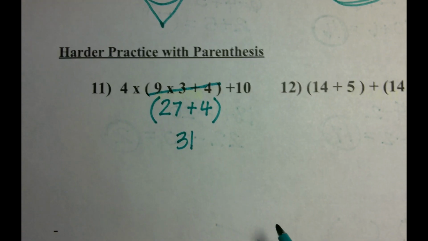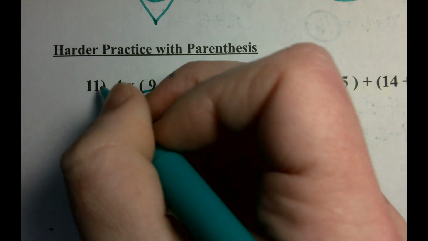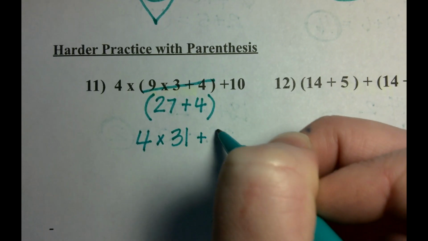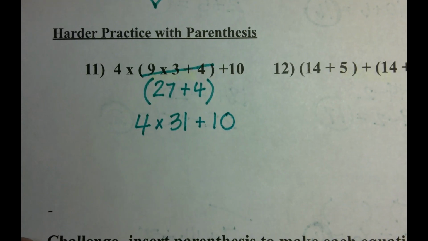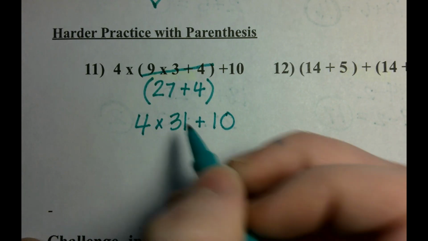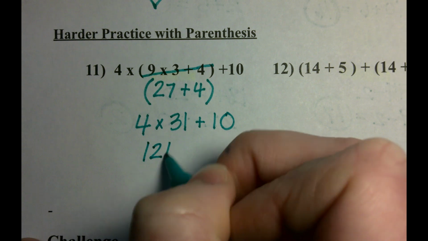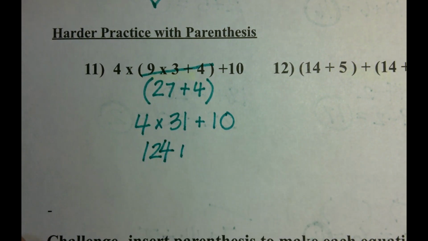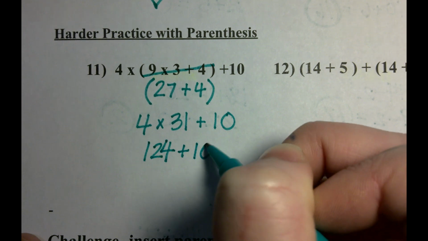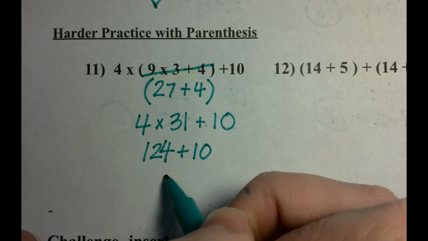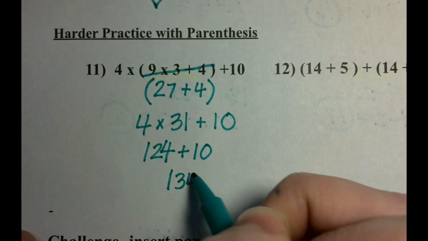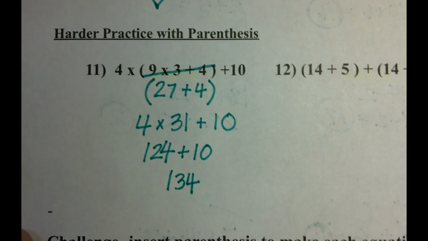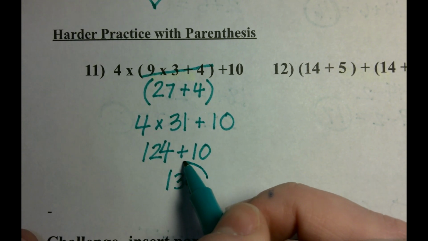What needs to be brought down? The 4 times 31 plus 10. Now what? 4 times 31, 121. Is that right? I don't know that off the top. 124. Sorry, guys. Plus 10. 134. And that gives us 134. Is that what y'all got? If you attempted this one, you got that? Good. Number 11.